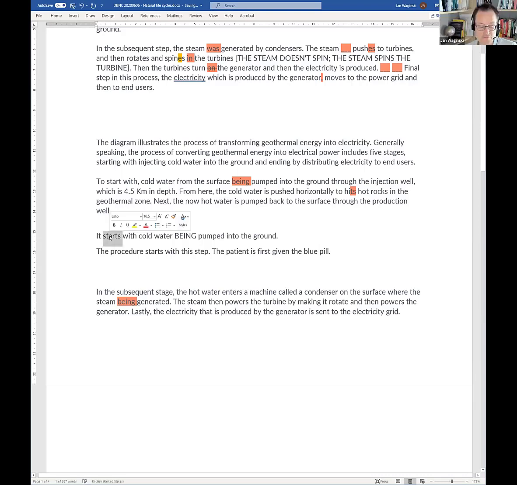But this is your main verb, right? Yes. It starts with what? So this whole thing here functions as a big noun. And it does not have its own verb per se. This is a participle. Cold water being pumped into the ground. This cold water being pumped into the ground can't be a sentence on its own because this is not a normal verb.